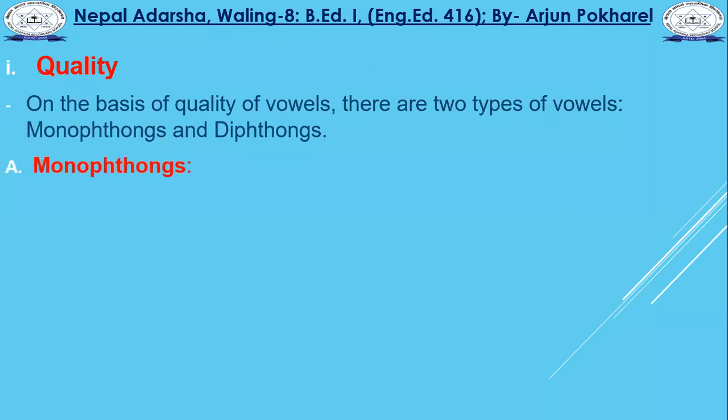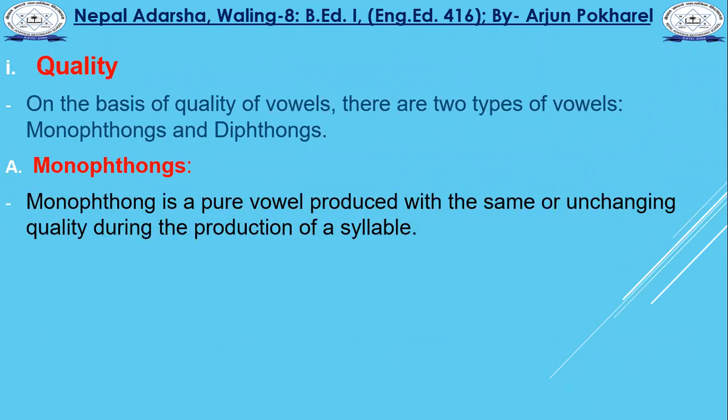Let's move to monophthongs first. Let's give the description of monophthongs in detail, and then we'll move to the description of diphthongs: what diphthongs are, and how the diphthongs in English are produced. Now let's move to monophthongs first.